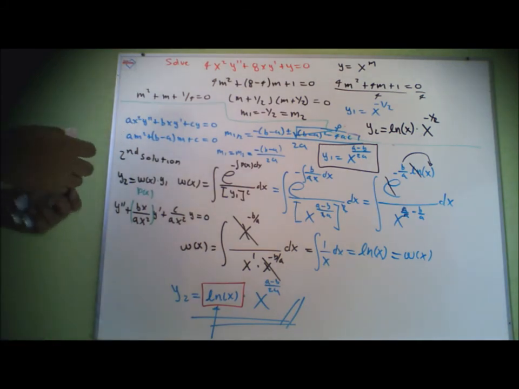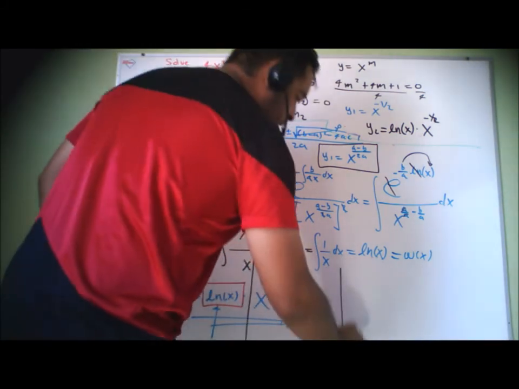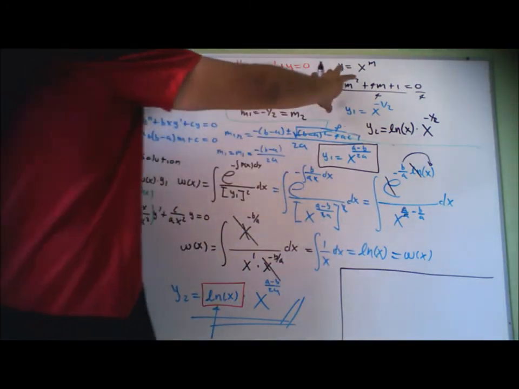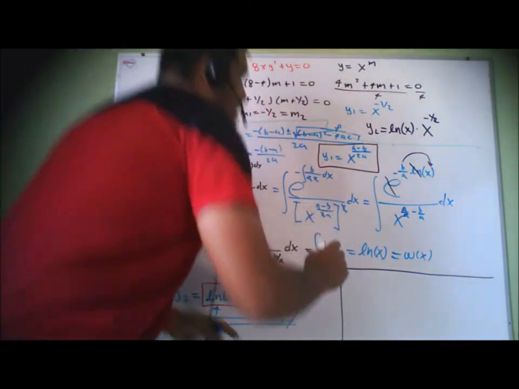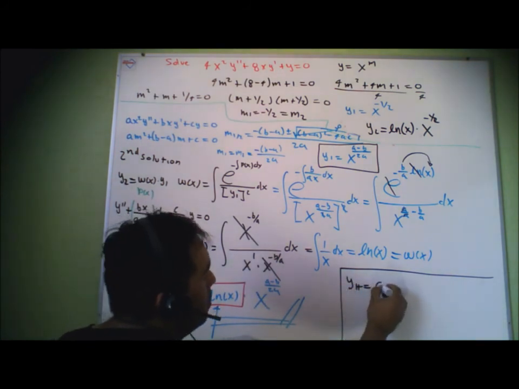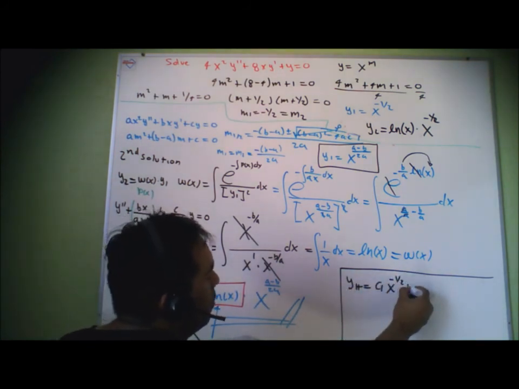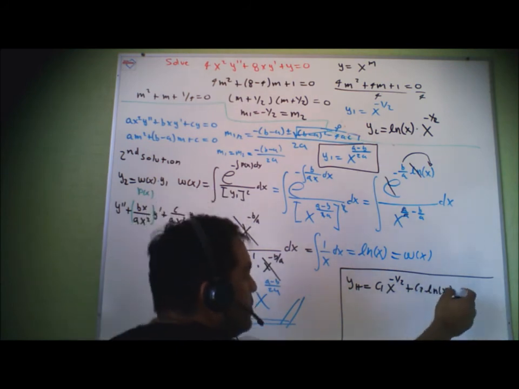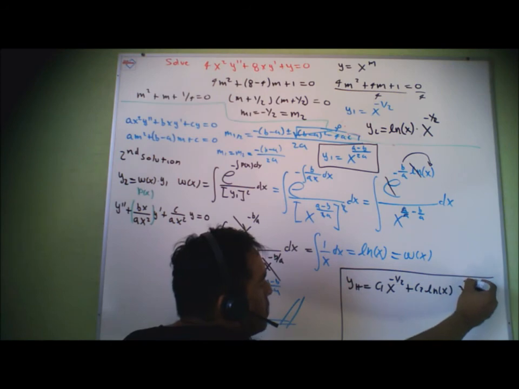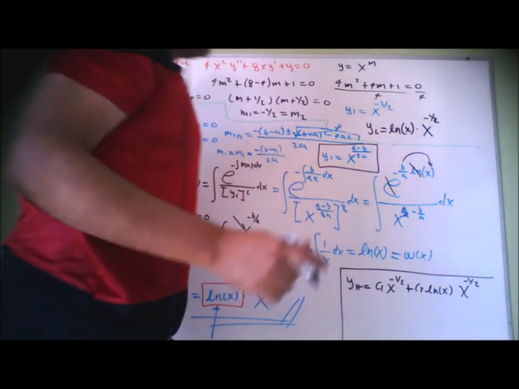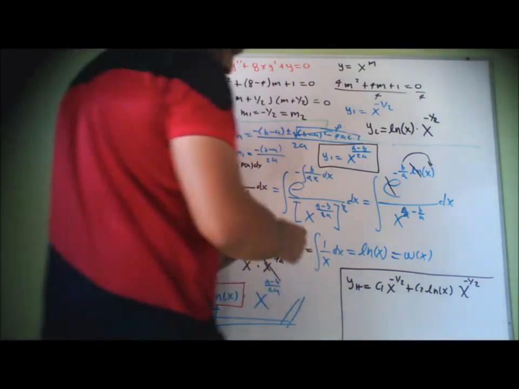Okay, I don't have a space, but I'm going to write it here. The homogeneous solution, I'm going to make a skip from here to here. The homogeneous solution then is equal to c1 x to the power minus 1/2 plus c2, the natural logarithm of x, times x to the power minus 1/2. We can factorize the x to the power minus 1/2, but it's still the same. So this is the solution.